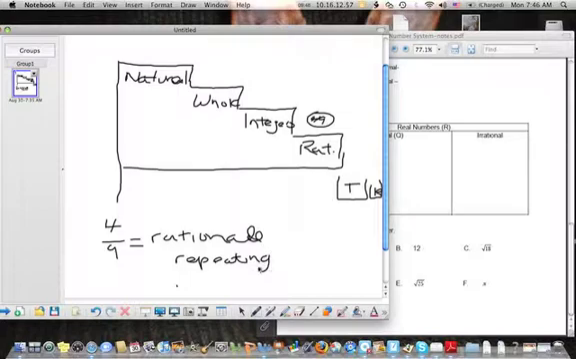If we took the number 12 right here, 12 would start up top, and it would bounce down to each step below going into the terminating spot. So 12 would be natural, whole, integer, rational, and a terminating decimal.